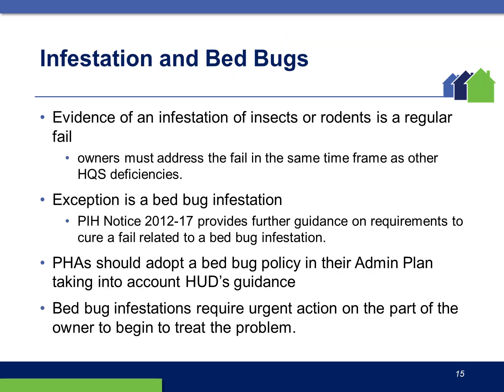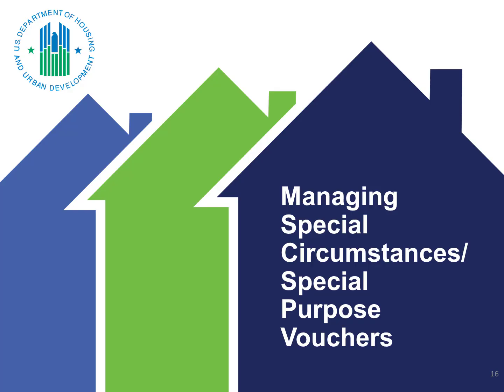HUD has provided guidance on dealing with fails due to confirmed or suspected bed bug infestations. Please see HUD PIH Notice 2012-17 for more information. The notice requires owners to take action to cure the infestation much more quickly than regular vermin and rodent infestations because of the significant difficulty in treating these infestations. PHAs should adopt a bed bug policy under their administrative plan based on HUD's guidance on this topic.